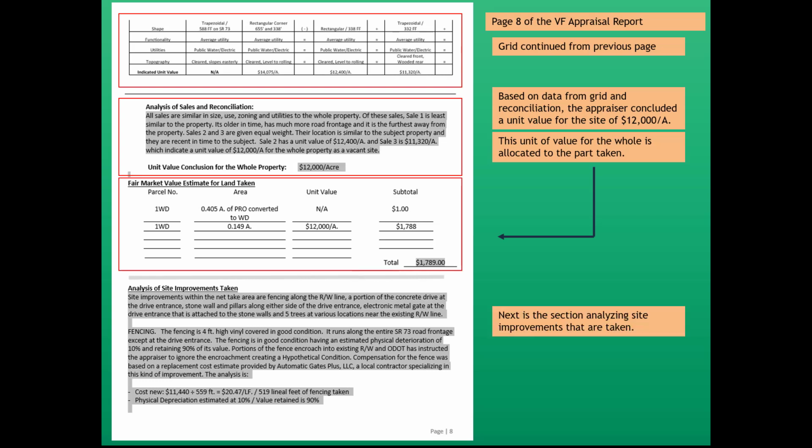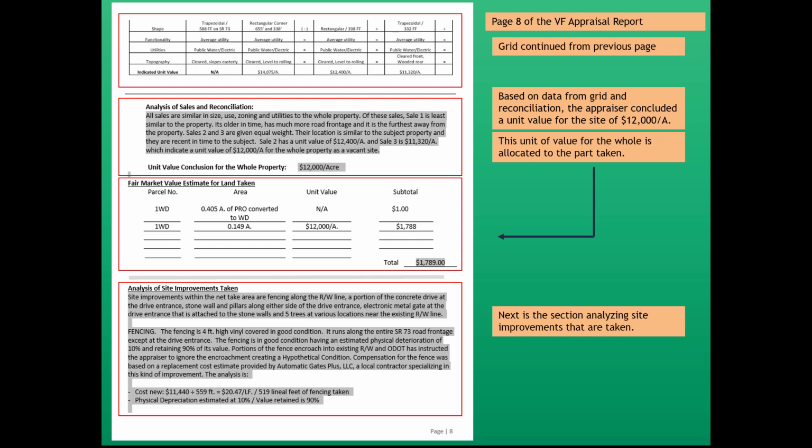Next is the analysis of site improvements that are taken. Site improvements within the net take area are fencing along the right-of-way line, a portion of the concrete drive at the stone entrance, stone wall and pillars along either side of the drive entrance, an electronic metal gate at the drive entrance that's attached to the walls, and 5 trees at various locations near the existing right-of-way line.